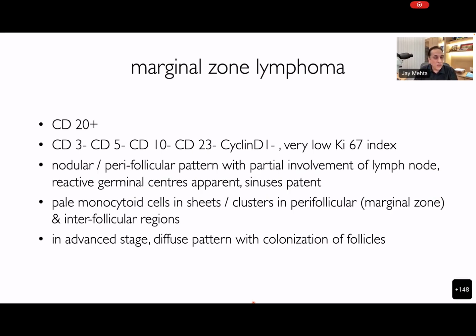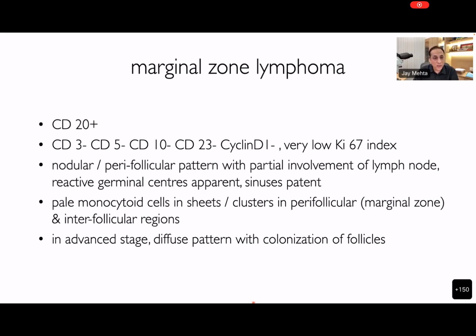Now again, just as in CLL/SLL, you can get a nodular pattern, you can get a perifollicular pattern. The lymphoma can partially involve the lymph node or diffusely involve it. When it's partially involved, reactive germinal centers will still be apparent. Typically, intranodal sinuses are patent in this lymphoma, and that's something which is kind of diagnostic. So if you see that, that's helpful. Otherwise, when you see patent sinuses, it's actually an indication that the lymph node is reactive in nature. But if you see this kind of a pattern, along with patent sinuses, that's a good clue towards it being a marginal zone lymphoma.